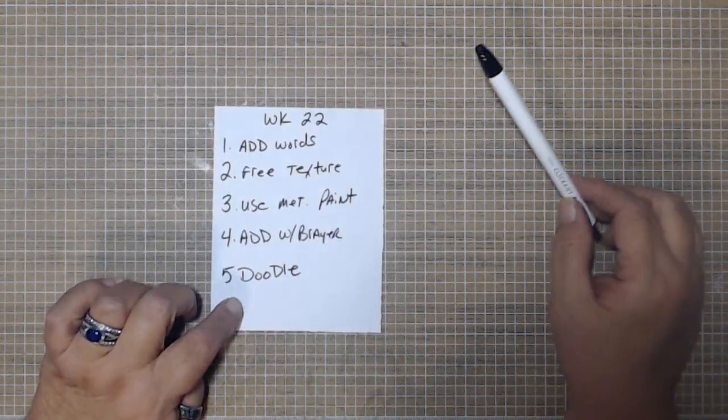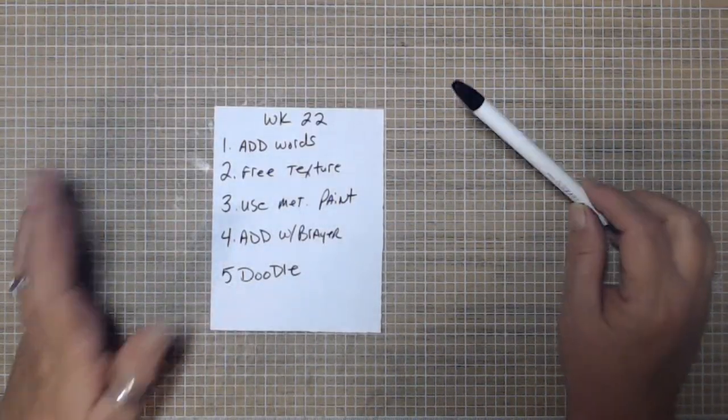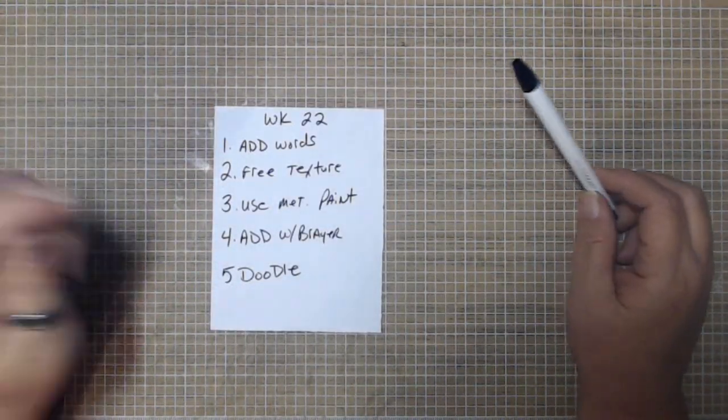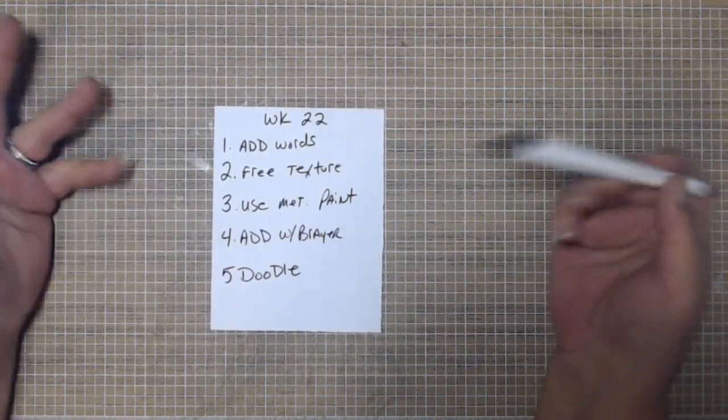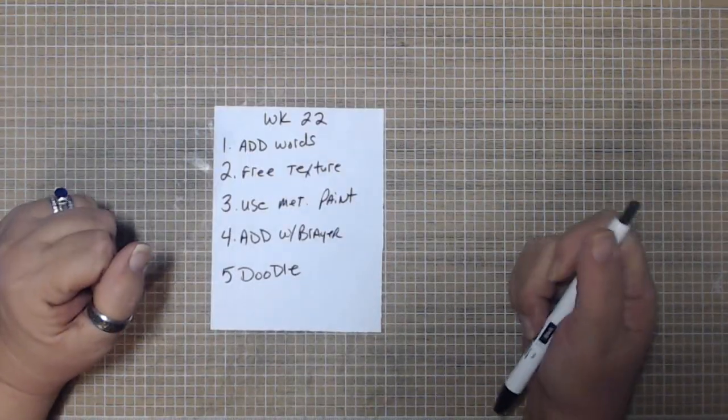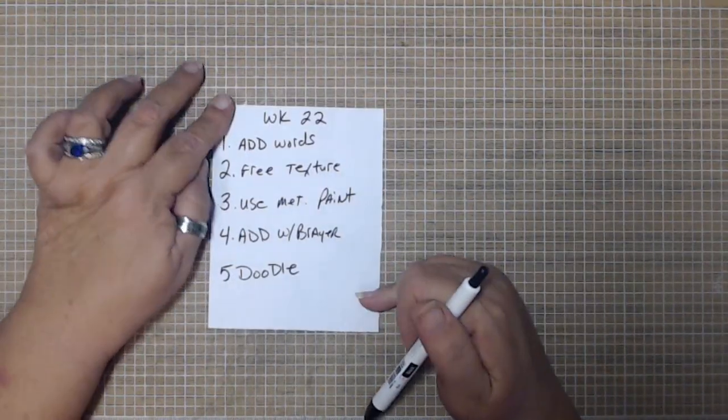And doodling. A doodle is anything. It's just you drawing on there any way that you want. It could be, you can put Ziggy on there, whatever you want. So you can add any kind of a doodle that you'd care to add to your piece.